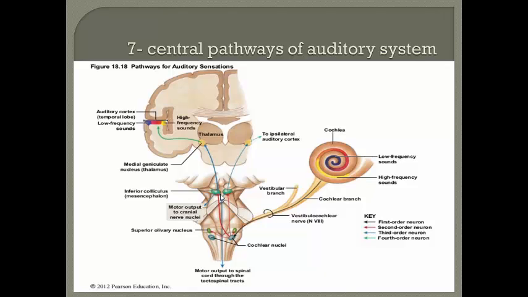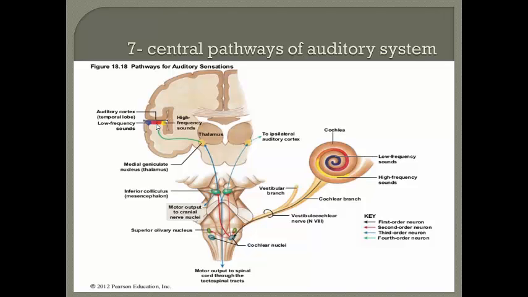From the inferior colliculus, it will pass to the medial geniculate nucleus. All the fibers will synapse in the medial geniculate nucleus of the thalamus, and from there the fibers will end in the auditory cortex of the brain.